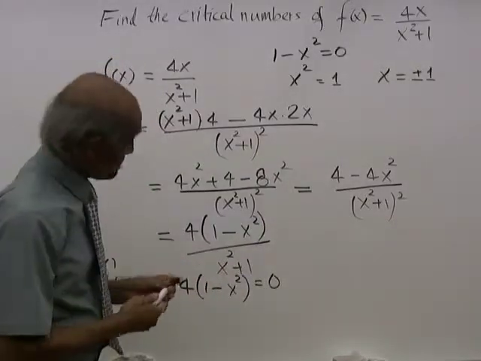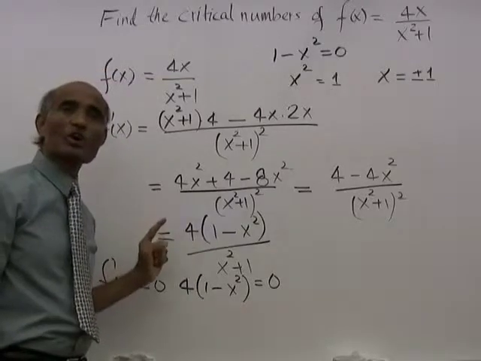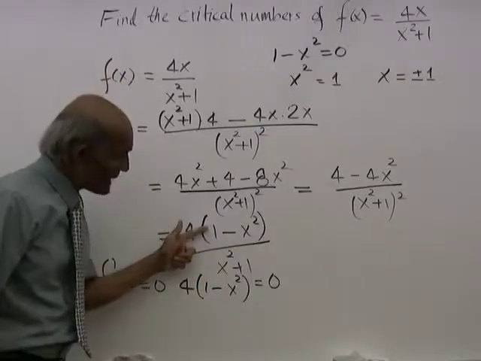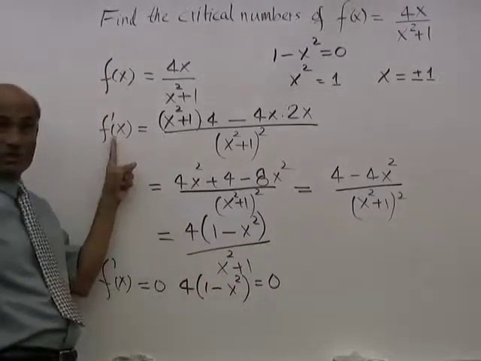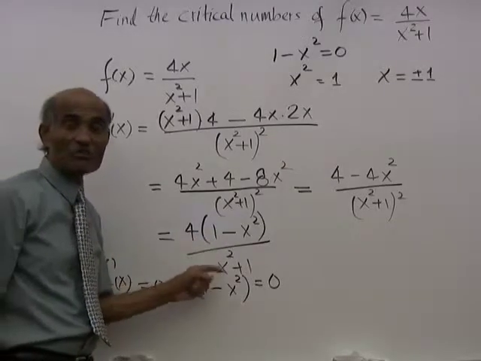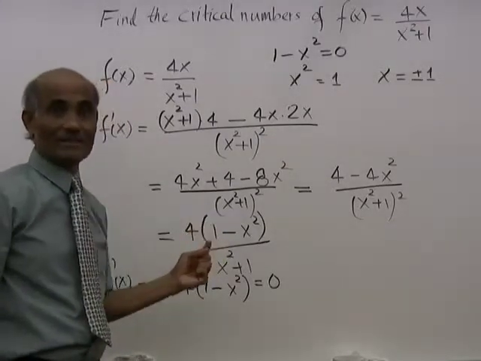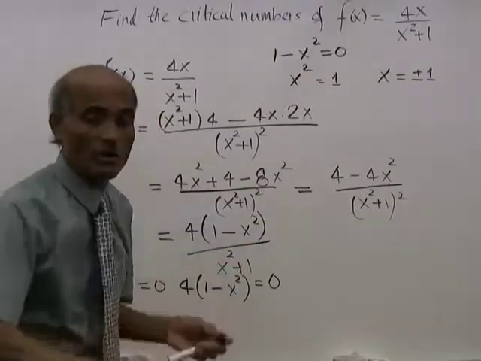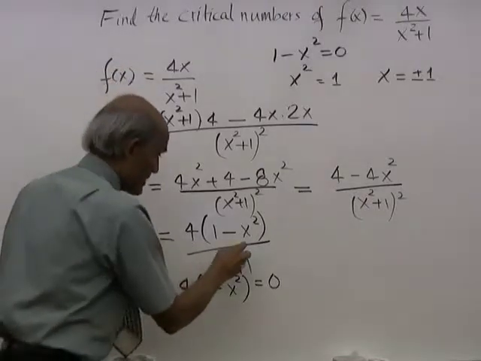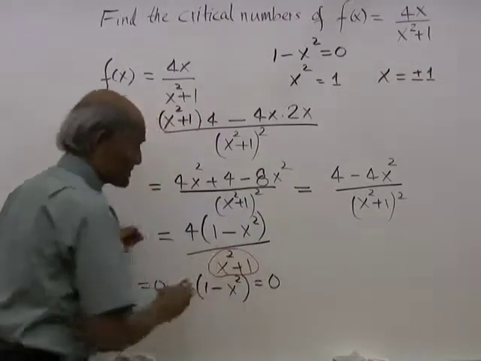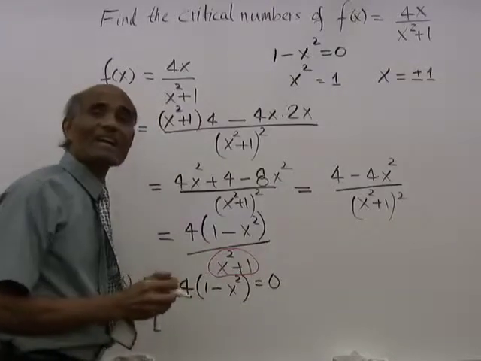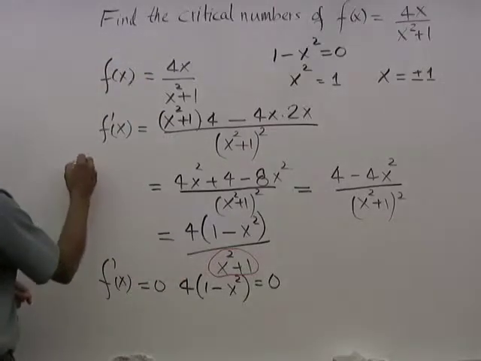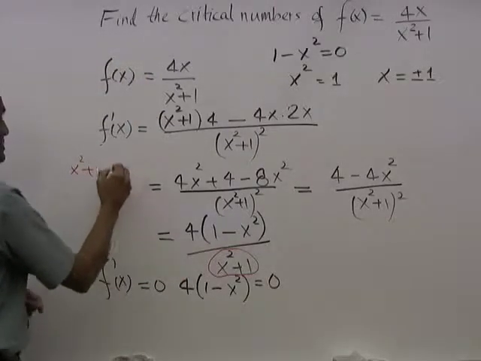Alright? We also said a critical number can also occur where the derivative is undefined. Now, when will a quantity like this, which is the derivative, become undefined? It becomes undefined when the denominator equals 0. Now, what is the denominator here? The denominator here is x squared plus 1. Now tell me, can x squared plus 1 ever be equal to 0? Can x squared plus 1 be equal to 0?